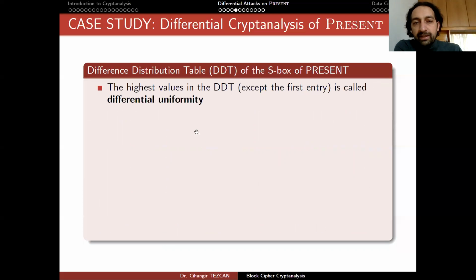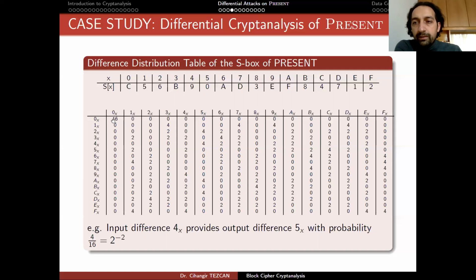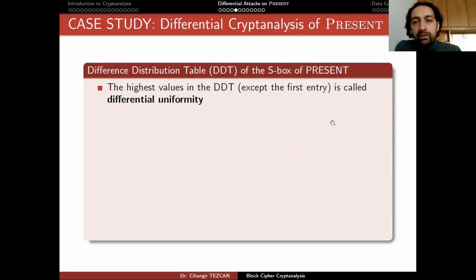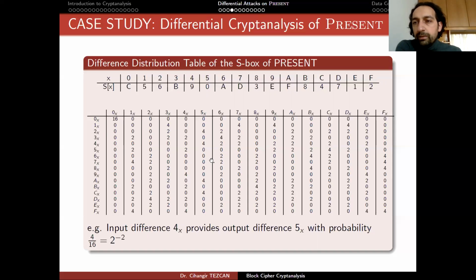The highest value in the DDT, of course, except the first entry here, because it is always 2 to the n, where n is the dimension of the S box. So if you don't consider this value, just consider the remaining part of the table and look at the highest value in that table. In this example, for PRESENT, the highest value is 4. That value is called differential uniformity. Higher is better for the attacker, because this way they can find a property that is going to happen with high probability. But for the designer, lower is better.